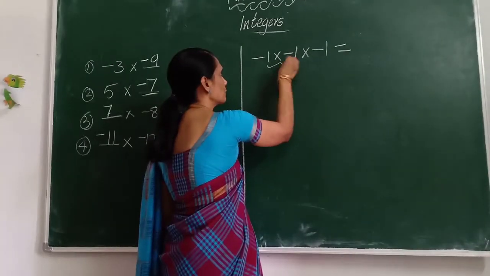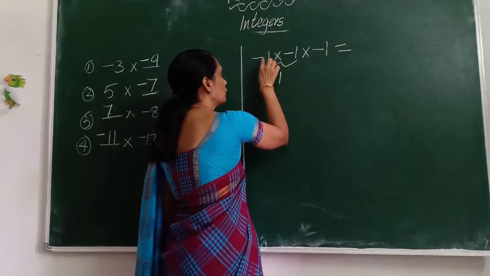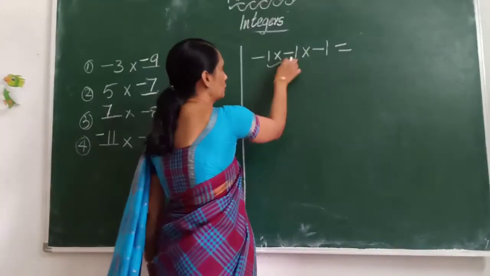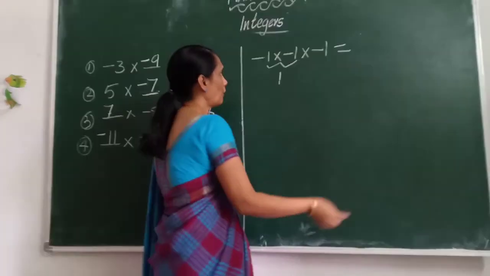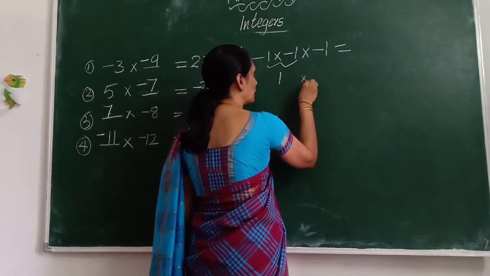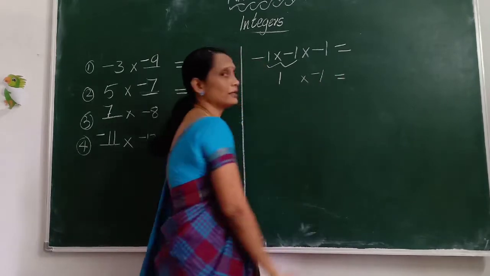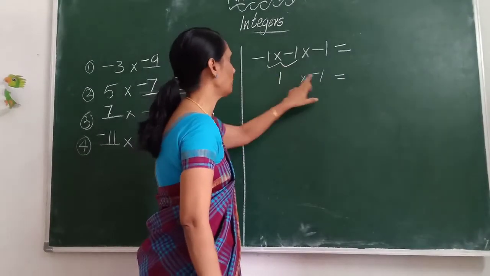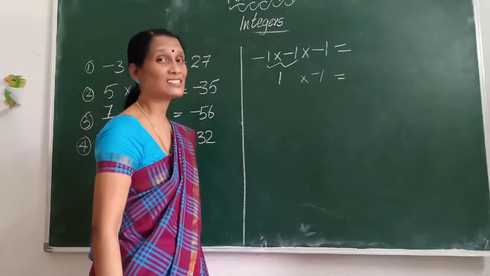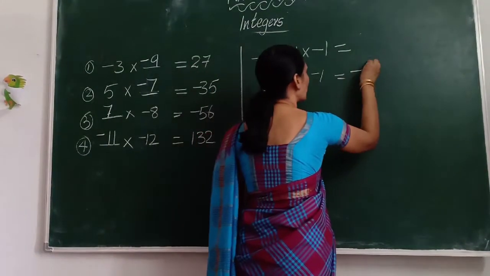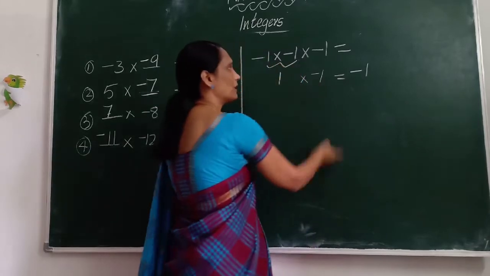What is the answer for this, 1 into 1, 1? Negative number into negative number is always positive, that we know. Negative into negative, that is positive. Now we have to multiply this number into minus 1. We know that a positive number into a negative number is a negative number. So what is the answer? A negative 1. 1 into 1 is 1.